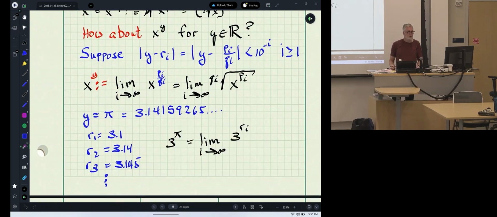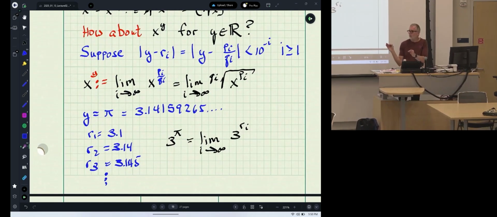So, questions about how powers are defined for real numbers? I mean, because it's kind of abstract. What's the pi-th root of something, or the pi-th power, okay? I don't know. Well, now you know, okay? You approximate pi by rationals and you get better and better.